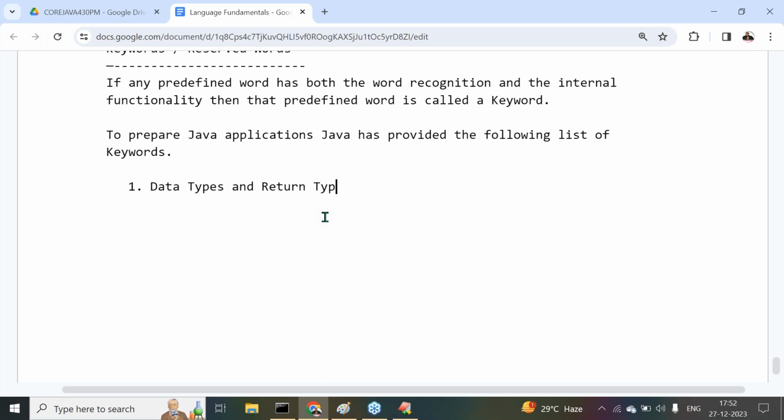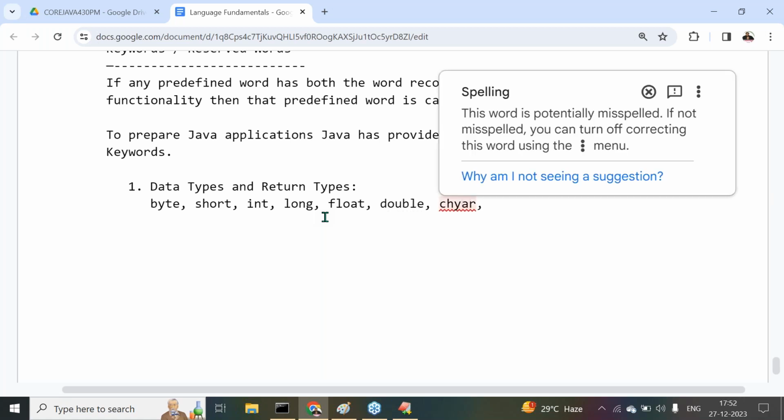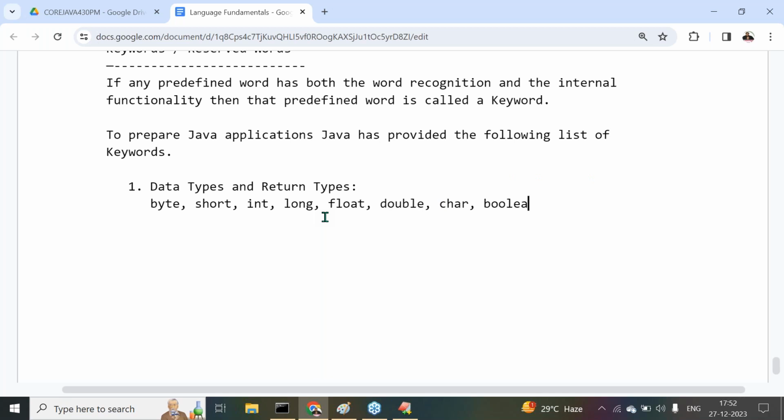If you understand it, in the data types and return types category, what keywords are available? What are the various keywords? Byte is a data type. Next one is short, int, long, float, double, char. Then what is next after this char? Boolean.